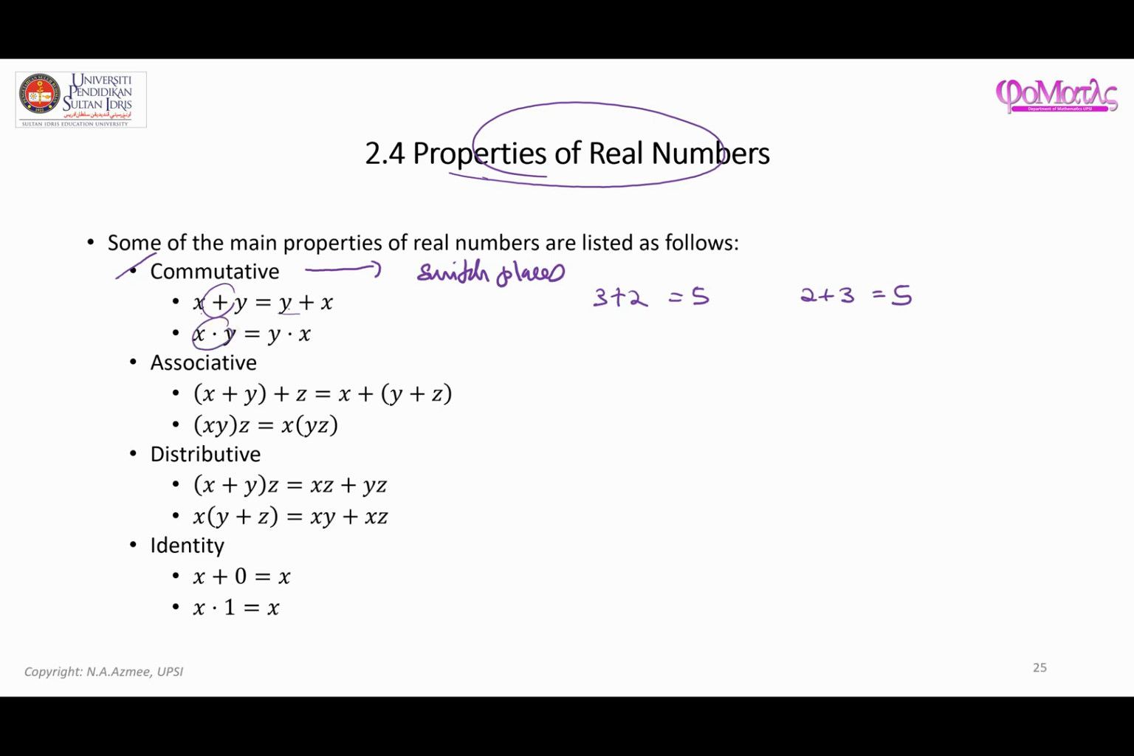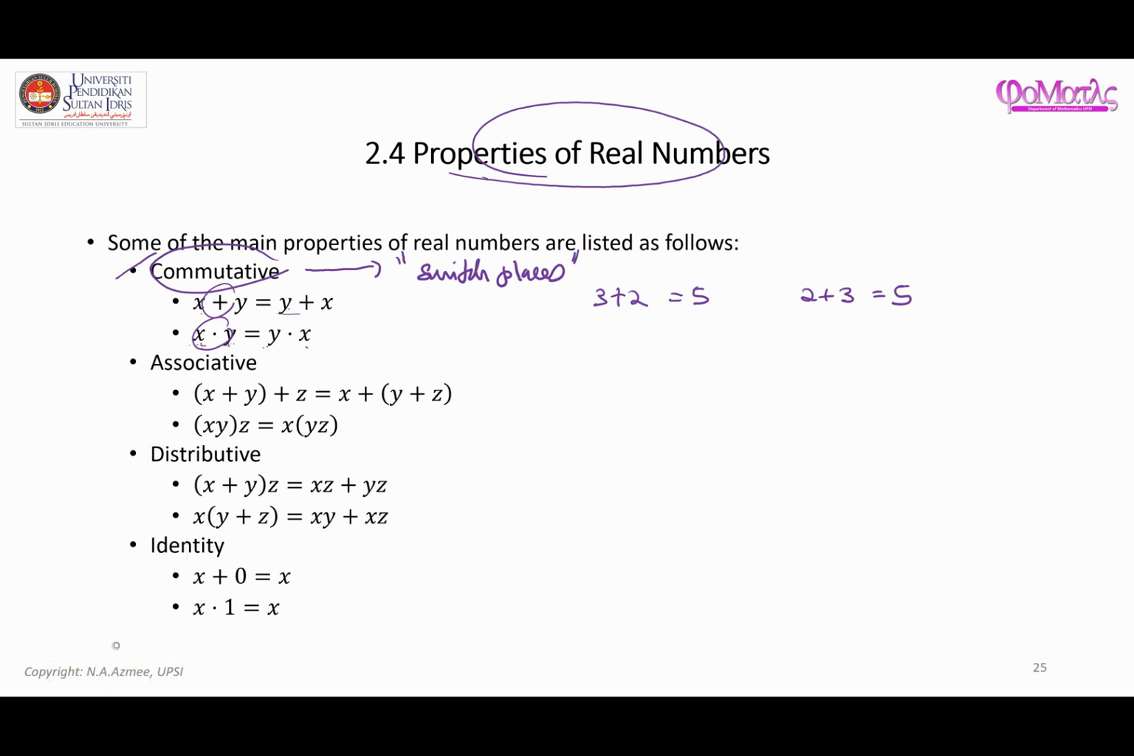We also have the idea of multiplication over here, which is also commutative for two real numbers. For this one, you can switch the places of x and y to y times x, and the result is going to be the same. So again, the idea of commutative means you can switch the positions of two real numbers.